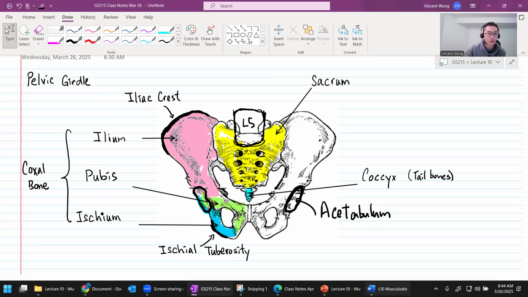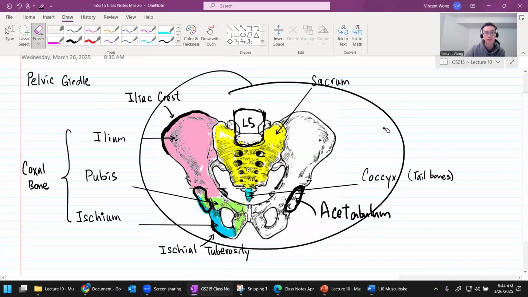Okay, yeah, the whole thing is the pelvic girdle. Sorry, I might have misspoken. But these three bones make up the coxal bone. Everything here is part of the pelvic girdle.